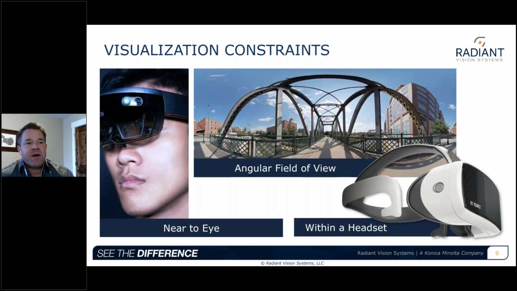XR devices combine these fundamental components within the same basic visualization constraints. One, view things close up. Two, view them across potentially wide angular fields of view. And three, to view them in a headset. As we move through this presentation, we'll see how these commonalities of XR design guide many of our approaches to measuring and ensuring the performance of devices and components, and how they have pushed us to develop new measurement tools that specifically address these constraints.